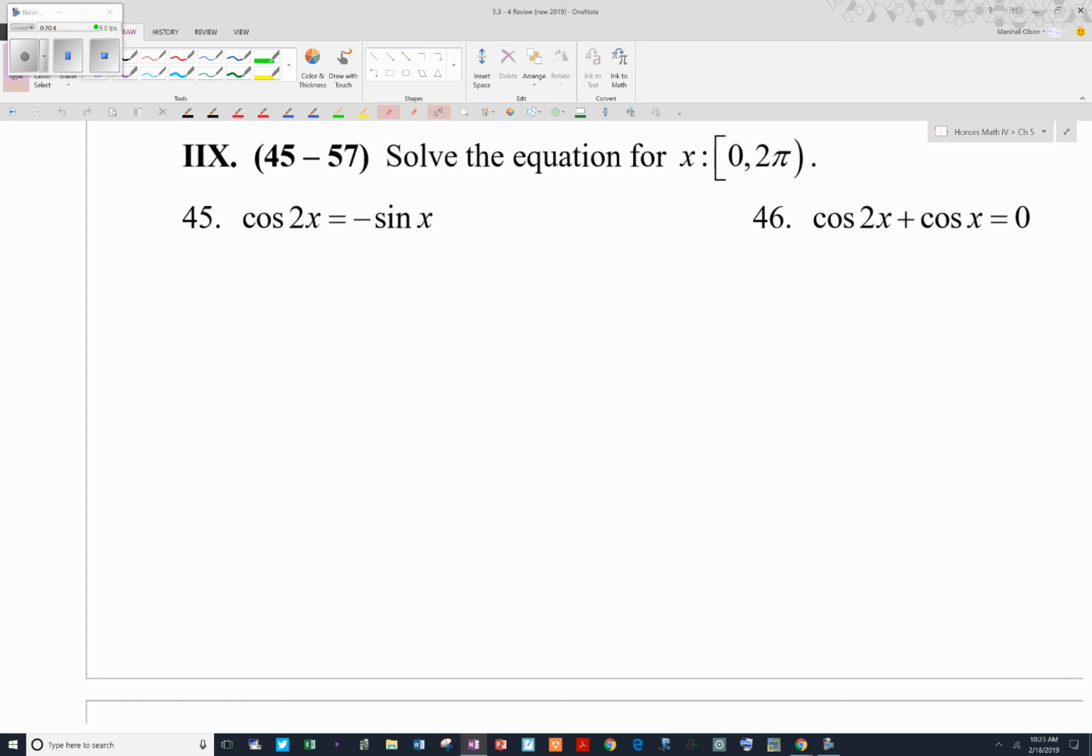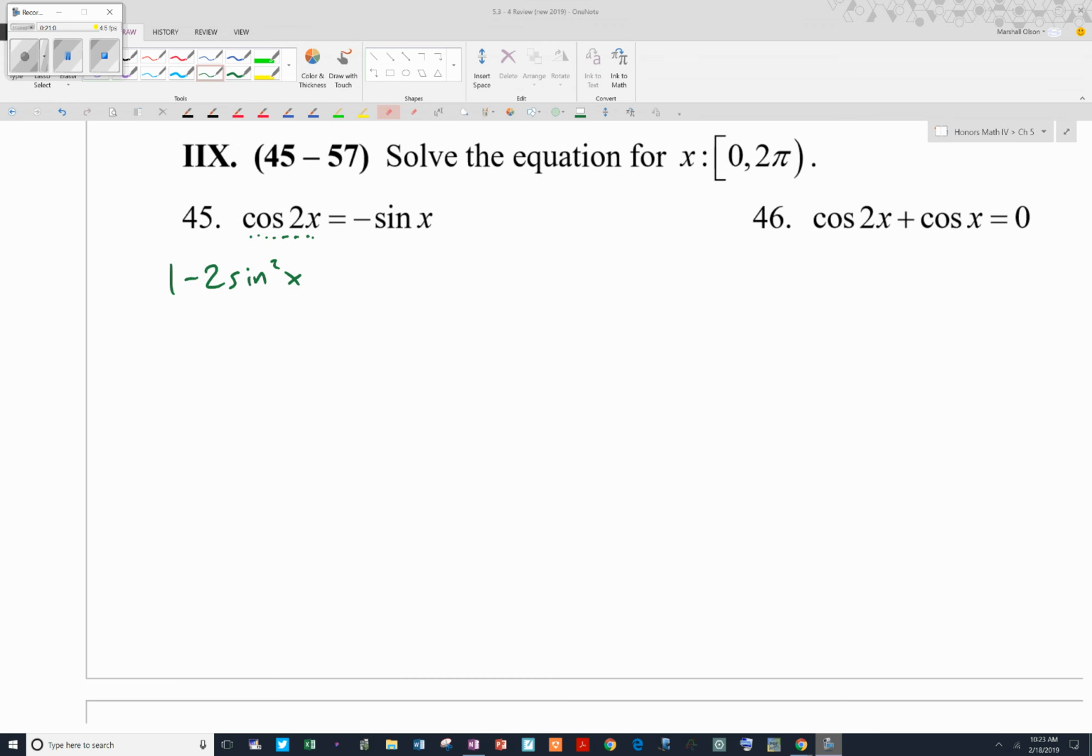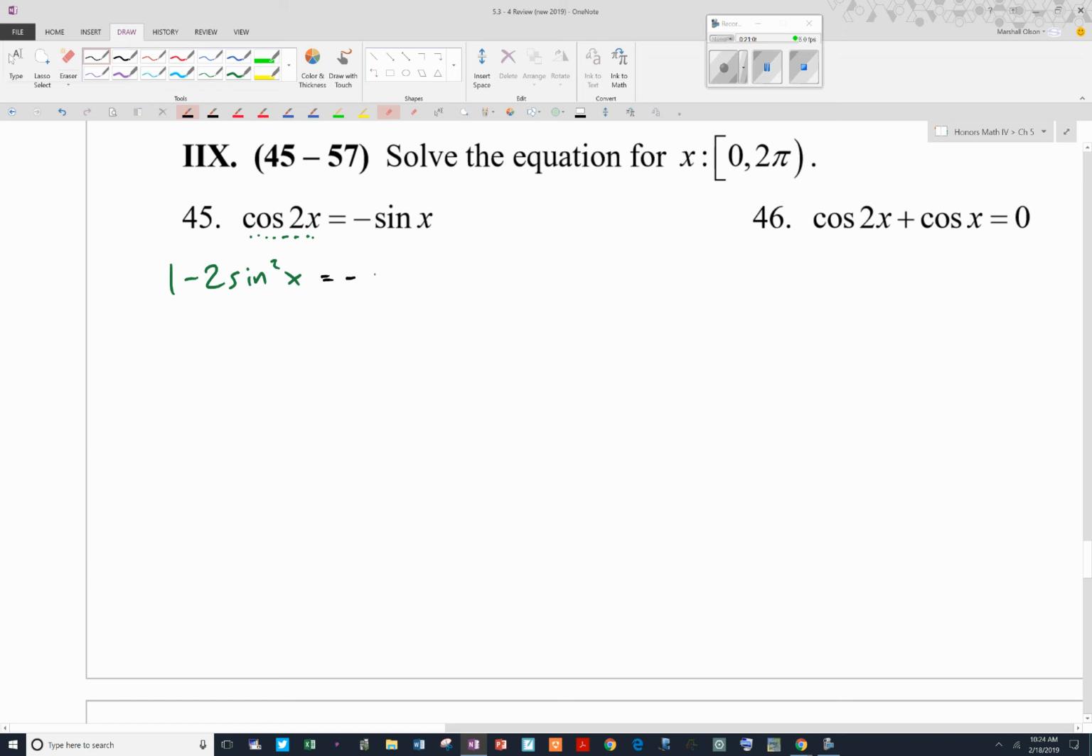So, first what we need to do is get rid of that cosine of 2x. I can use any of the three cosine double angle formulas. The one that makes the most sense is 1 minus 2 sine squared. That's what that becomes because now I have all sines. So it's going to be some factoring again. I'm going to get everything on this side, make that quadratic positive.